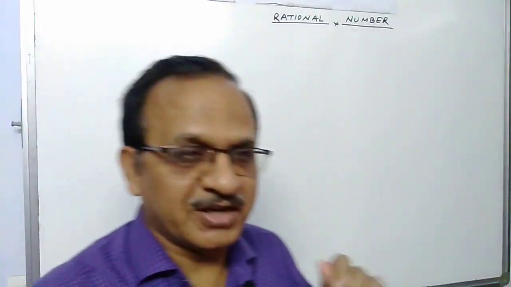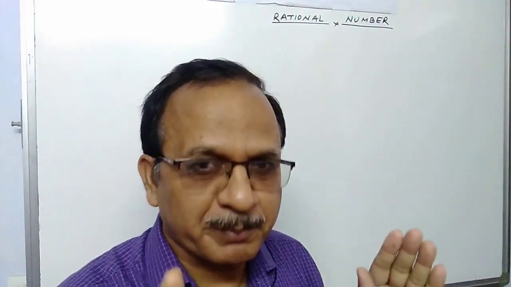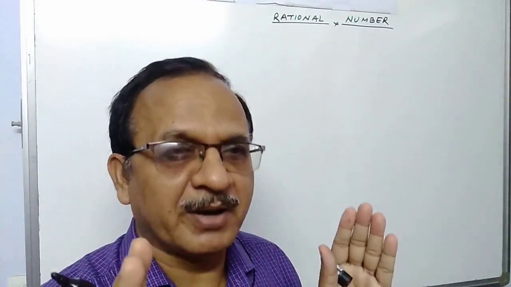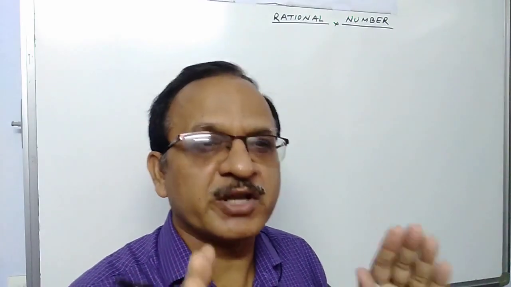What do you mean by rational number? A rational number is a number which can be expressed in the form of p by q, where p and q are integers and q is not equal to 0.